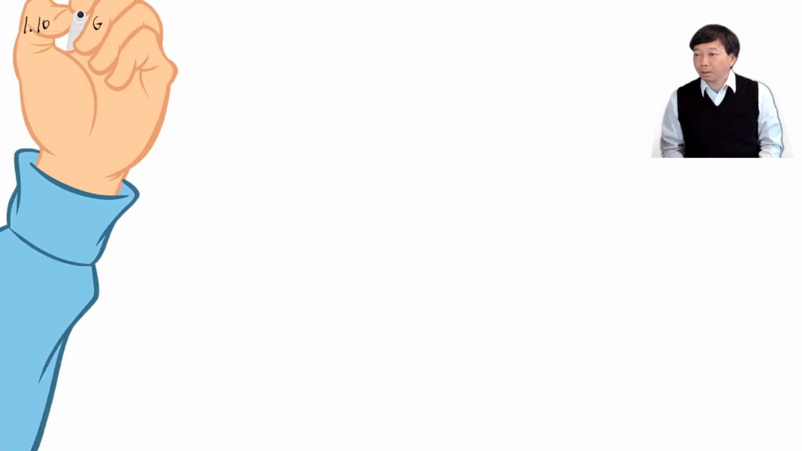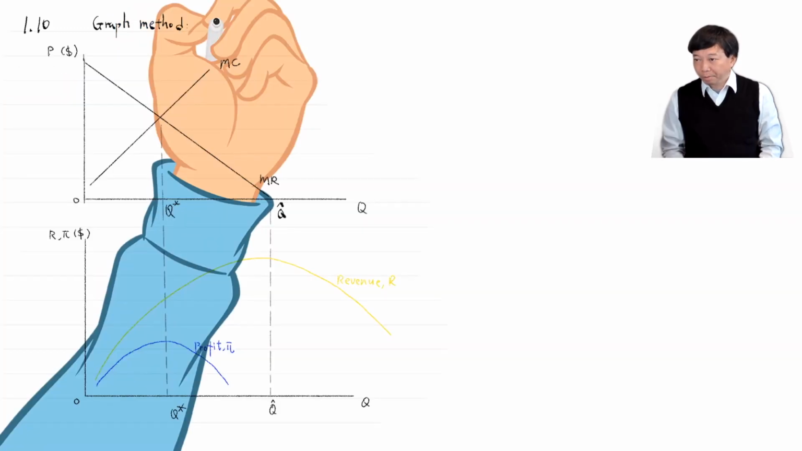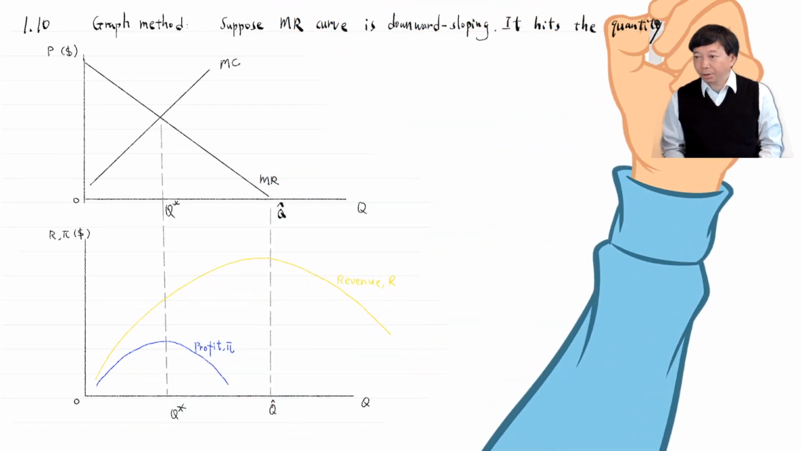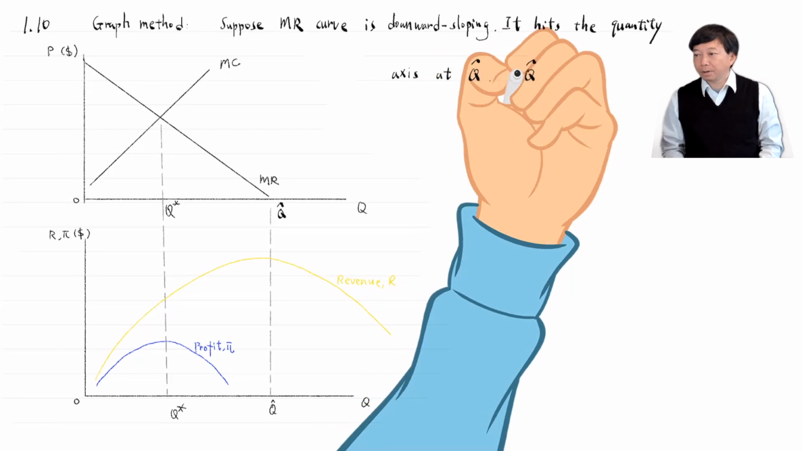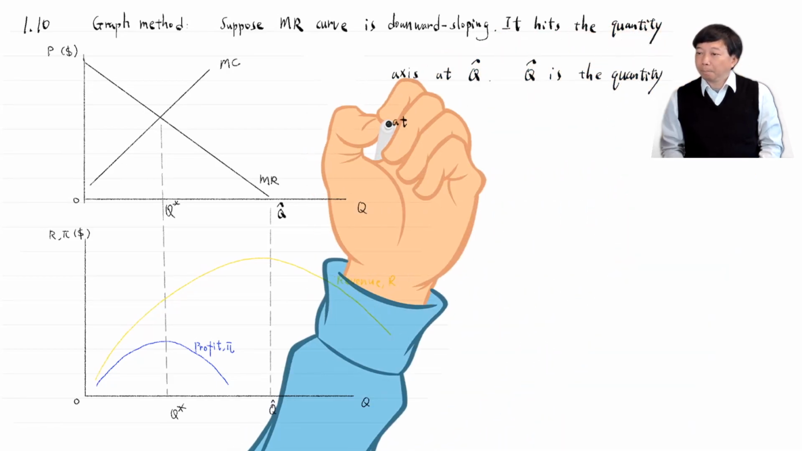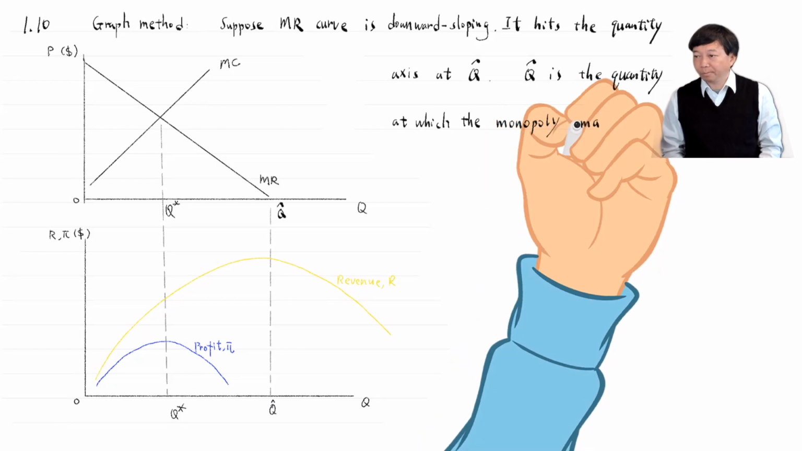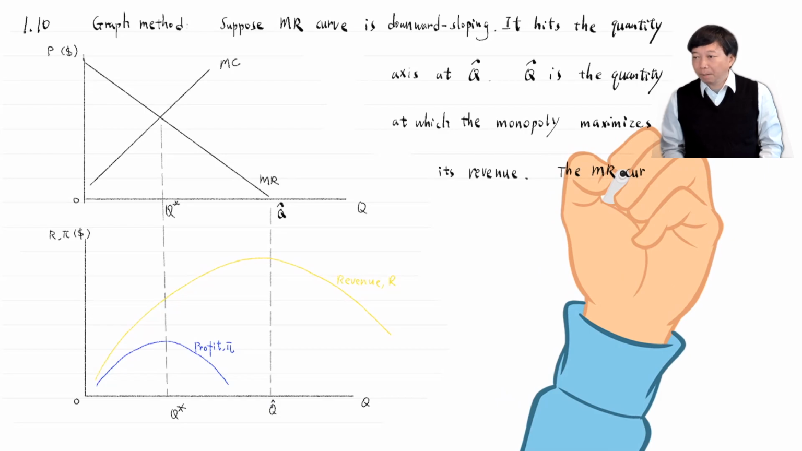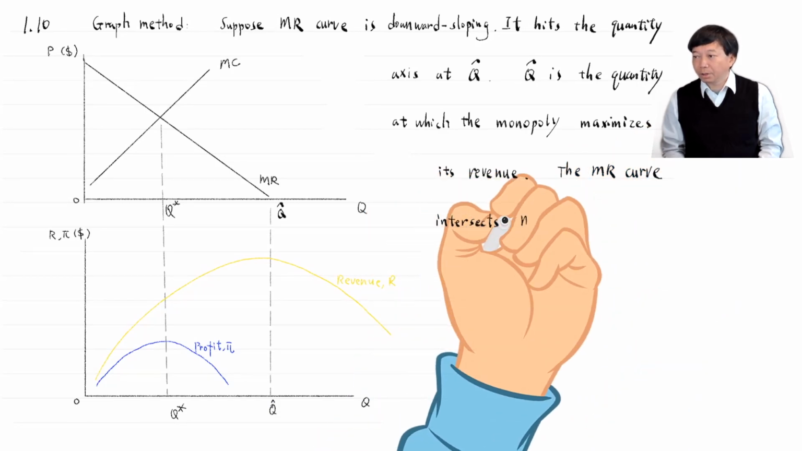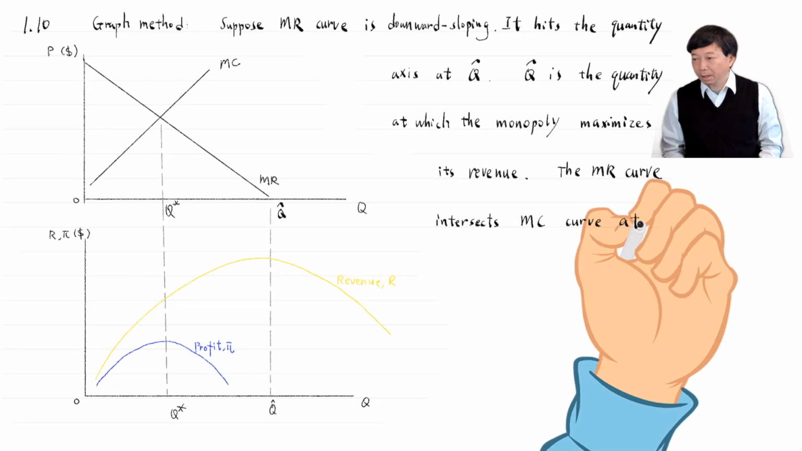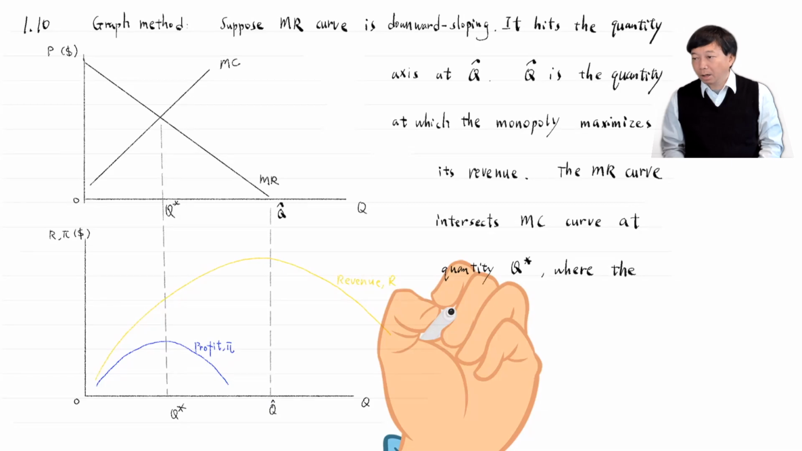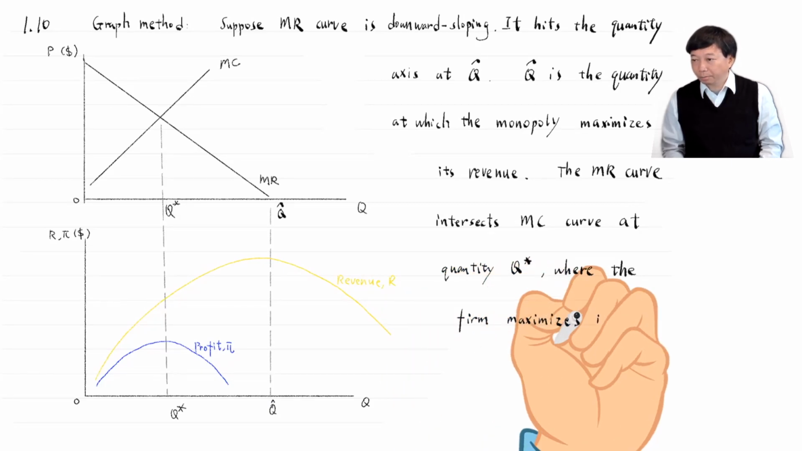We first use the graph method. Suppose the marginal revenue curve is downward sloping. It hits the quantity axis at Q hat. Q hat is the quantity at which the monopoly maximizes its revenue. The marginal revenue curve intersects the marginal cost curve at quantity Q star, where the monopoly maximizes its profit. The graph shows that the Q star must be located to the left of the Q hat.